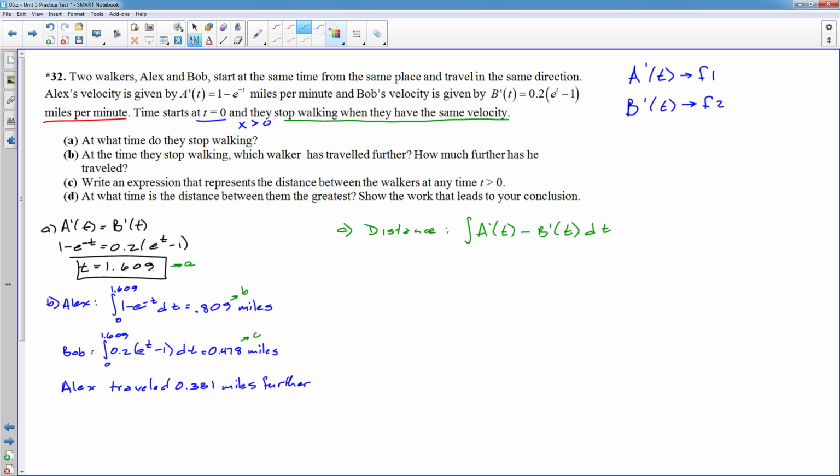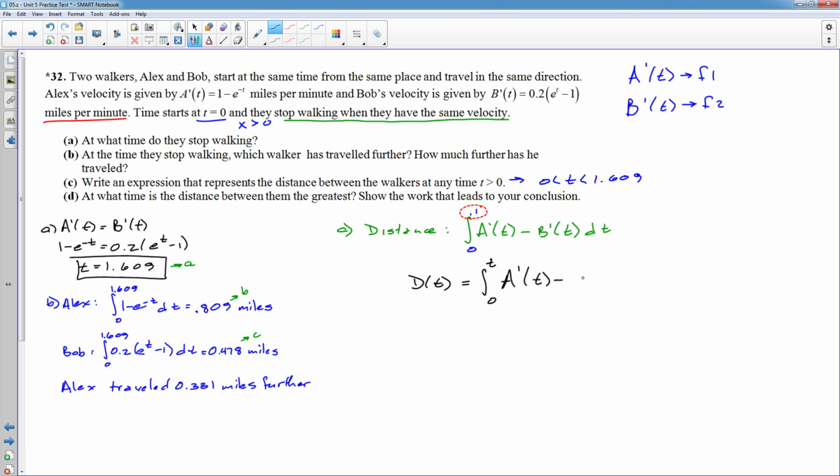And we know they stopped walking at t equals 1.609. So really, it's going to be for 0 less than t less than 1.609. But let's say I wanted the distance between them at time 0.5. Well, then I would measure this integral from 0 to 0.5. If I wanted the distance at time 1, then I'll do the area from 0 to 1. At 0.1, I'll do the area from 0 to 0.1. So really my variable and what's changing is my upper limit of integration. So my distance between them at any time t is going to be the antiderivative from 0 to t. Instead of 0 to 1, it's going to be 0 to t of this.